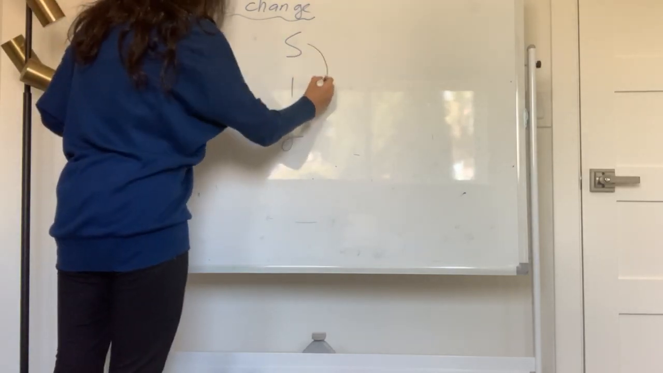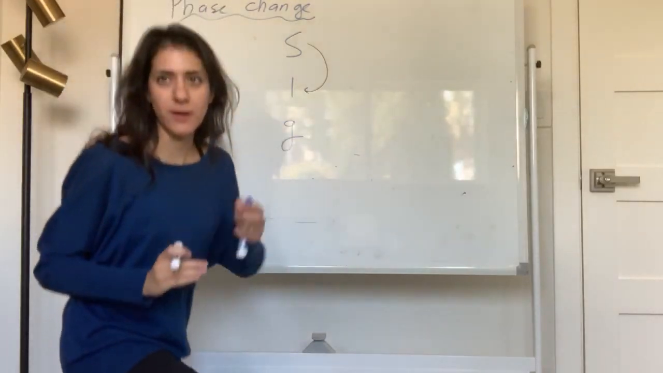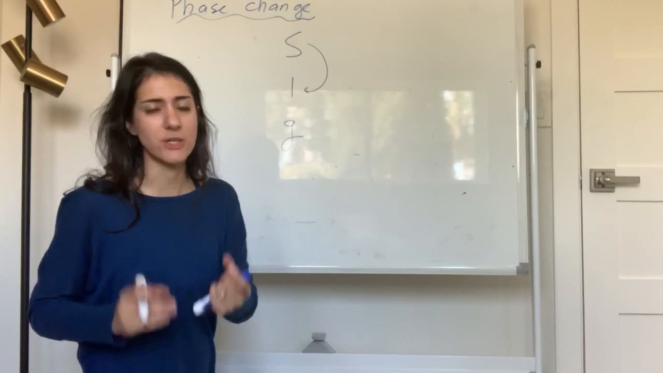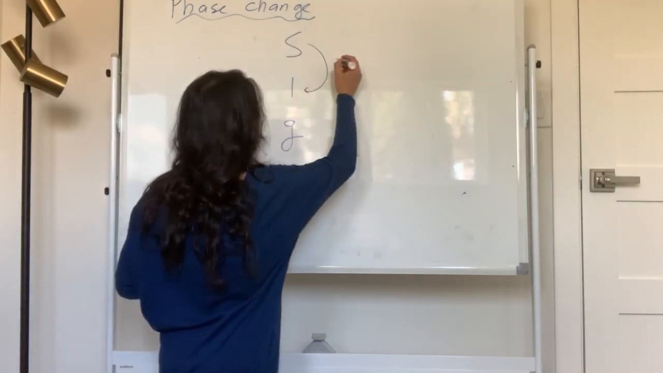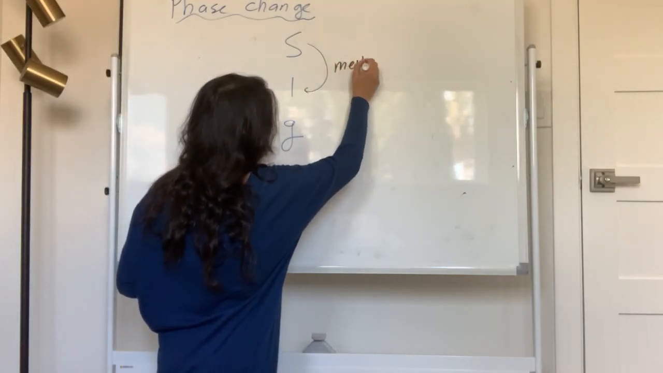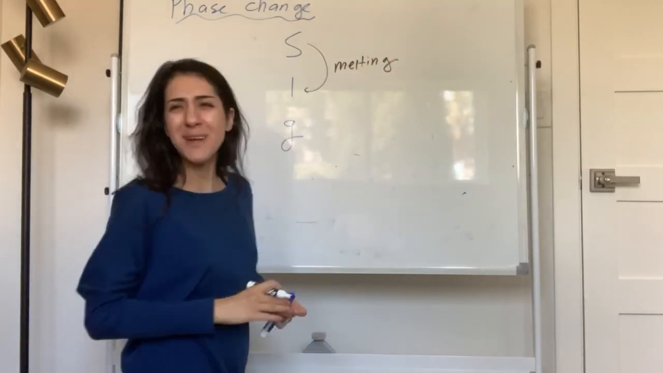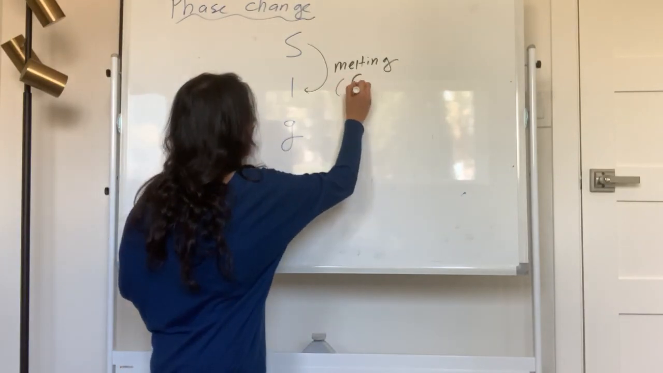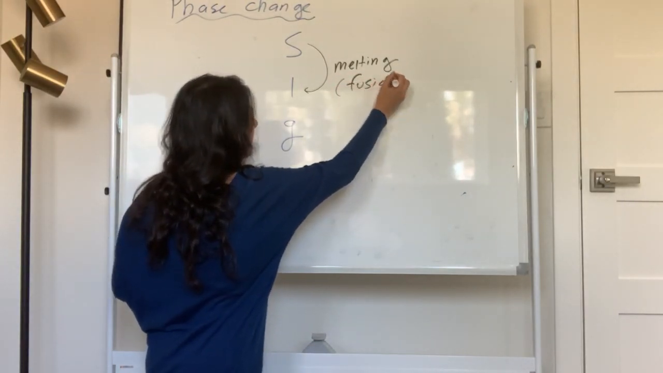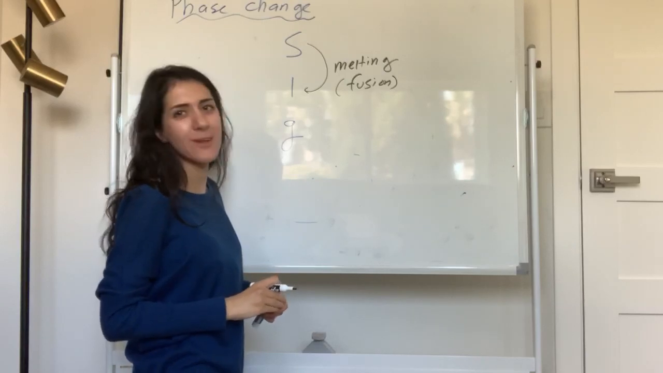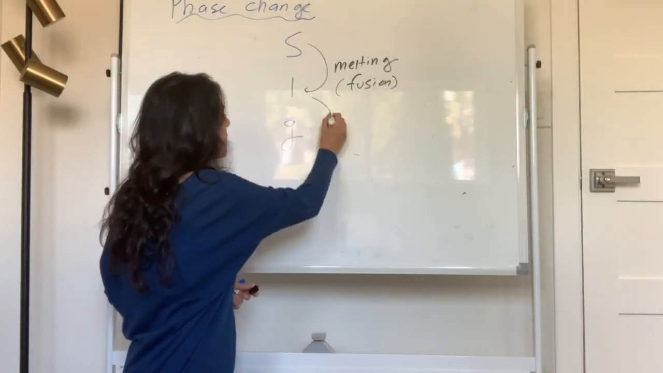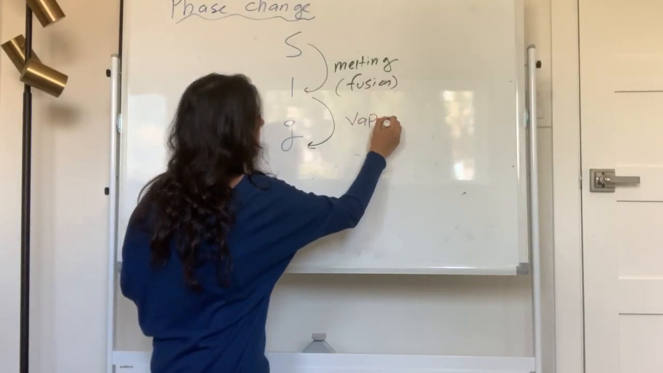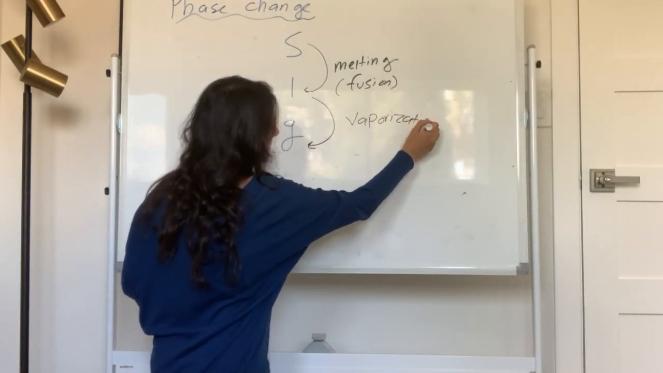If I have solid that goes to liquid, what do you call that phase change? You know this from high school, yes. They call it melting. Now, I want to be fancier than just melting, right? I'm a chemist, I want to be fancy. I can also call it fusion. When you go solid to liquid, you can also call it fusion. Now, if you go from liquid to gas, what do you call it? Hopefully you're yelling at me that, oh, duh, that's vaporization.